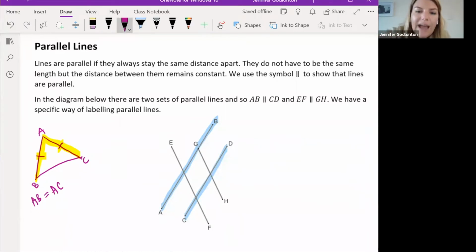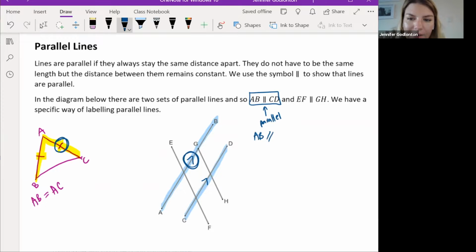And when we are wanting to show that lines are parallel, we use little arrows. So when we want to show that lines are equal, we use these lines. And when we want to show that lines are parallel, we use these arrows. And when we're writing a sentence, we would write it like this. We would say AB is parallel to CD. So those little lines there, they mean parallel. You can also write it where it's slanted as long as you've got two lines.